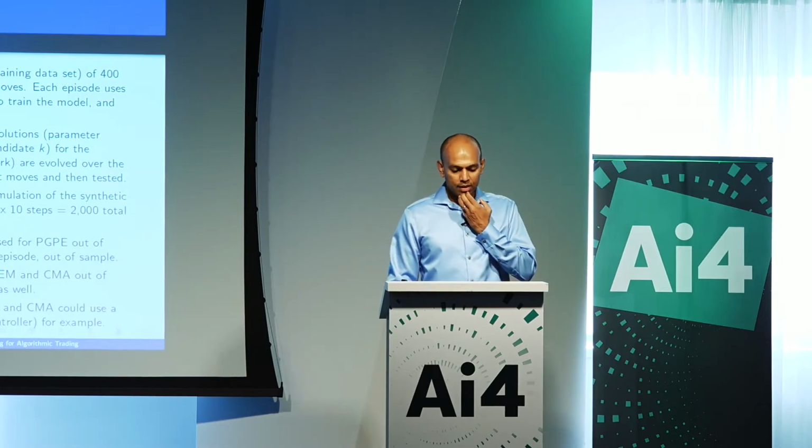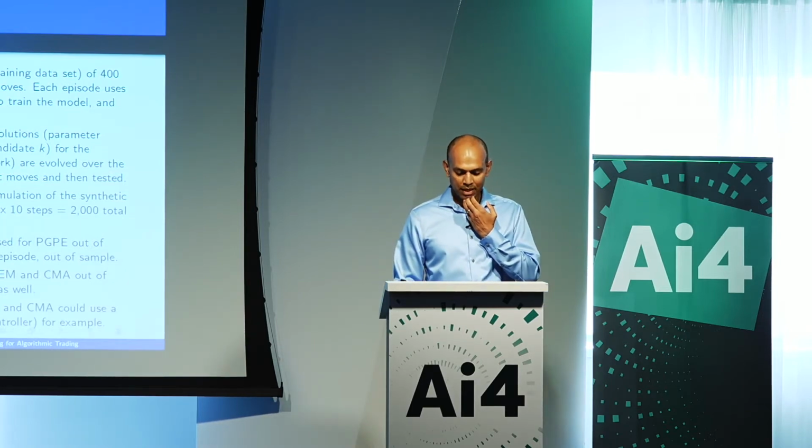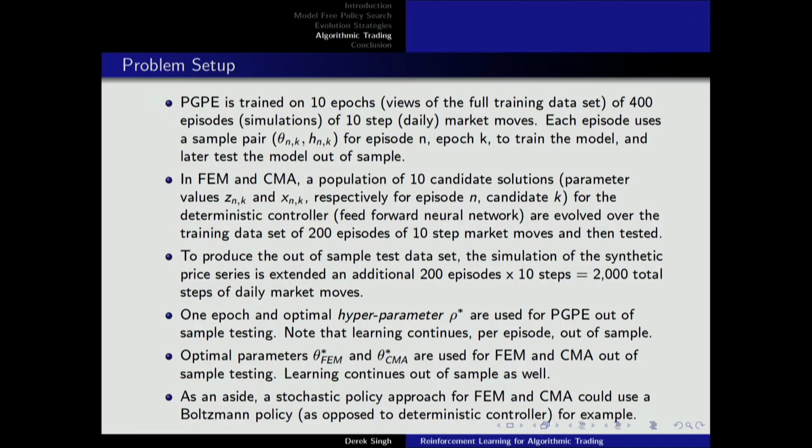Okay, so this slide really talks a little bit about the experimental setup. Some of these algorithms, like PGPE, are trained. Well, one thing I will say is that it's a decision whether or not, when you go out of sample, you still want to allow learning. For this particular project, I did allow learning out of sample, primarily because the original paper, Necci's paper, did also, and so I just wanted to be consistent.